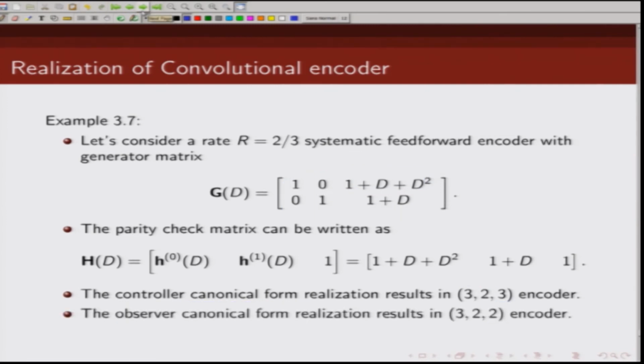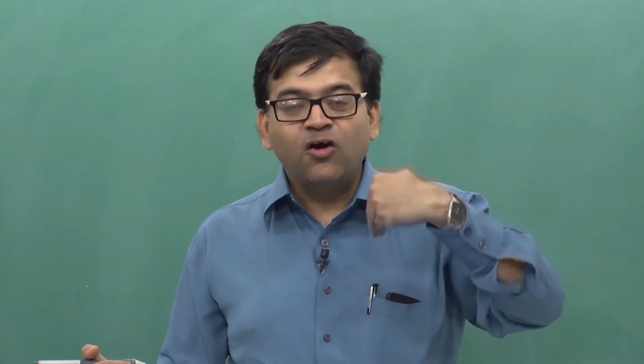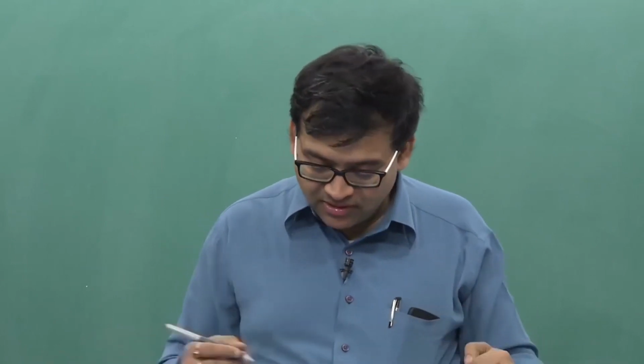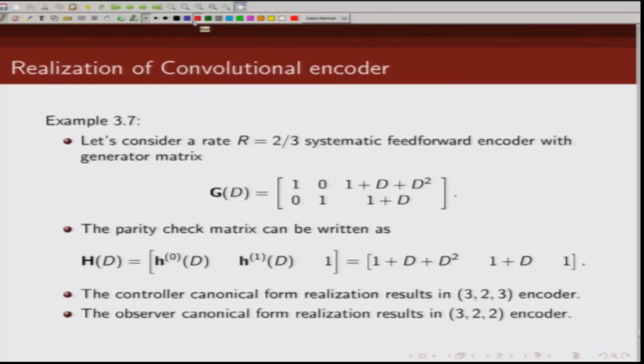Now, what about observer canonical form realization? In observer canonical form realization, we use one set of shift registers for each of the n coded bits. So, how many coded bits do we have? We have 3. One is this, one is this, and one is this. Now, how many memory elements do you require to represent this?